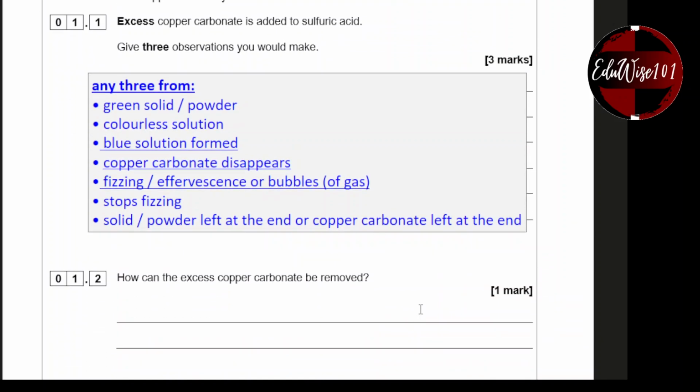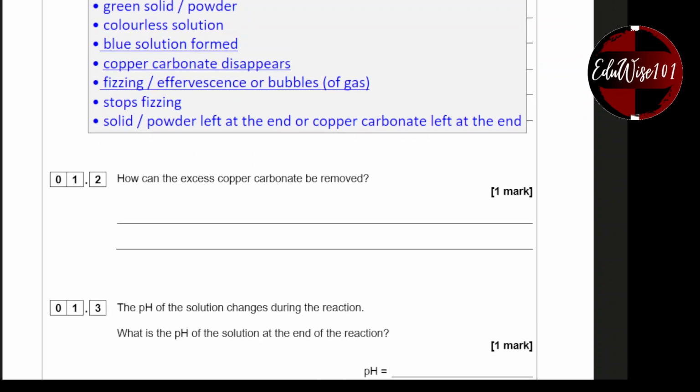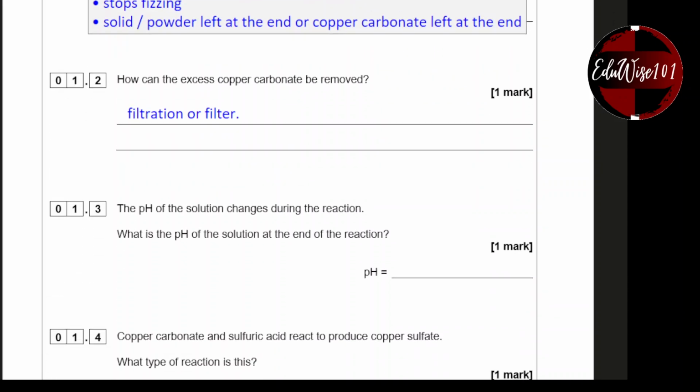How can the excess copper carbonate be removed? Well, that's simply by filtration or using a filter. The pH of the solution changes during the reaction. So you have acid and you are adding a carbonate to it. So it's a neutralization reaction. That means the pH is going to be 7.